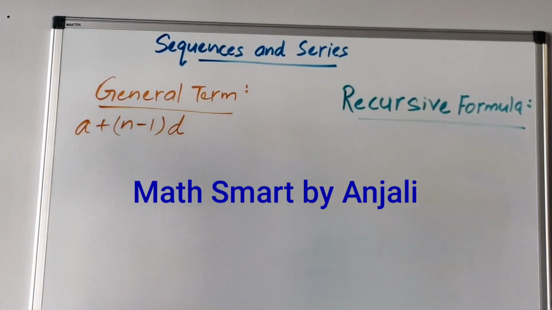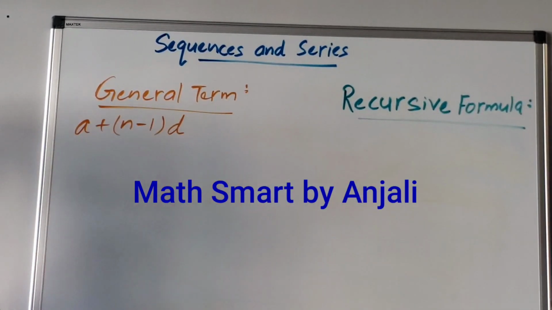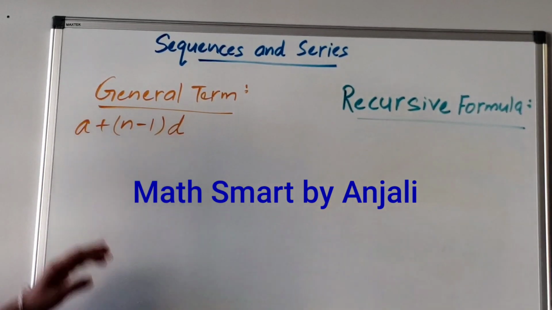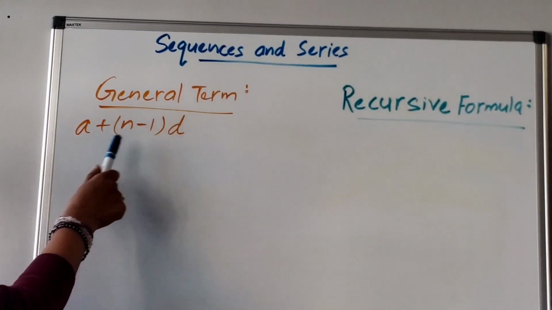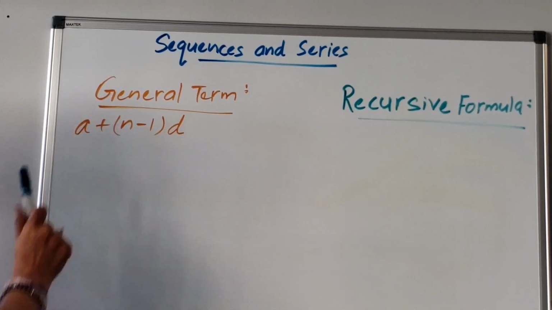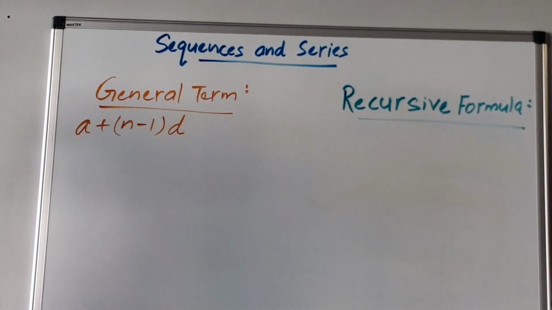Now let's talk about what's the difference between general term and recursive formula. As we discussed, general term describes how any term from a given sequence can be found if we know the first term, the common difference, and the number of terms that we want to find out. So we need to know all these things for finding any term.